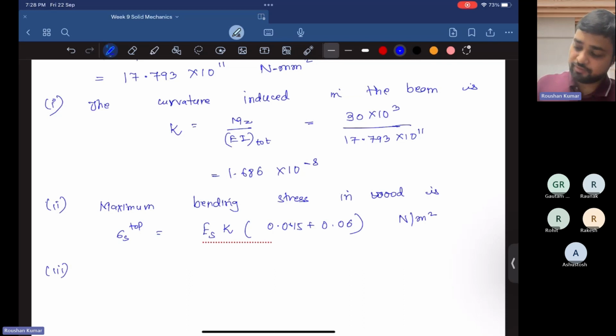Okay. The third part of the question is maximum bending stress in steel. In the same way, we can find out the maximum bending stress in steel. Maximum bending stress in steel is sigma.